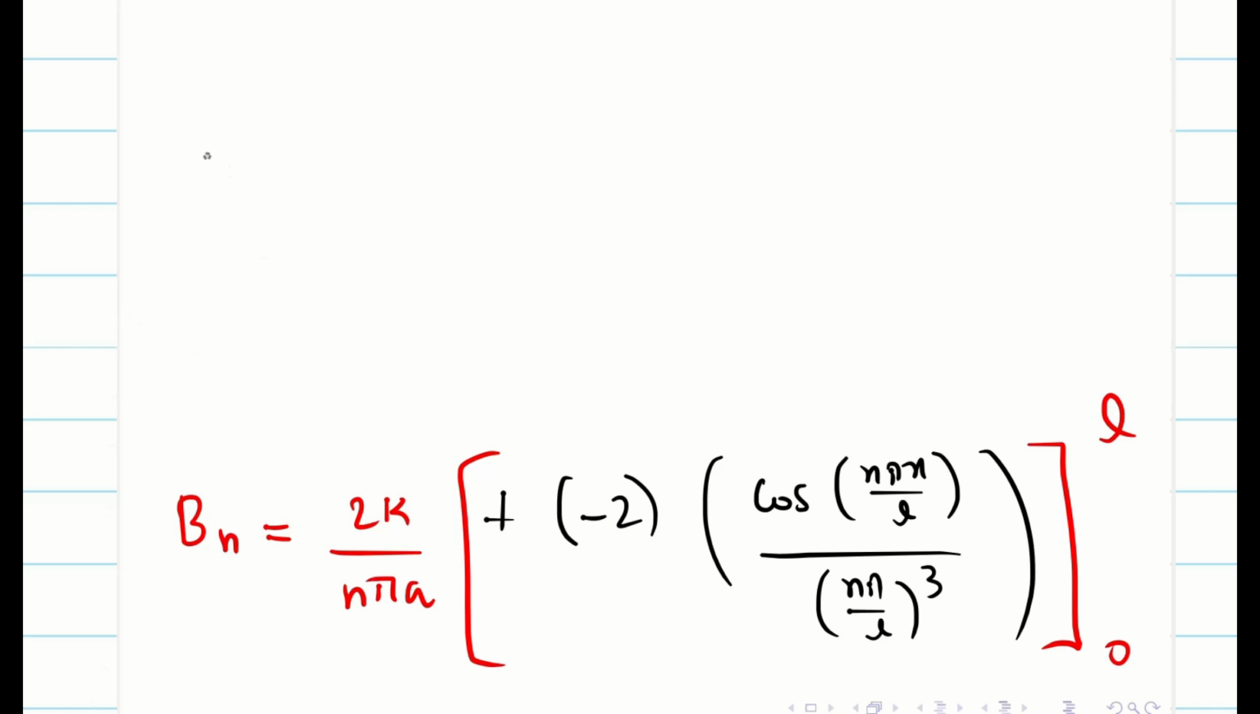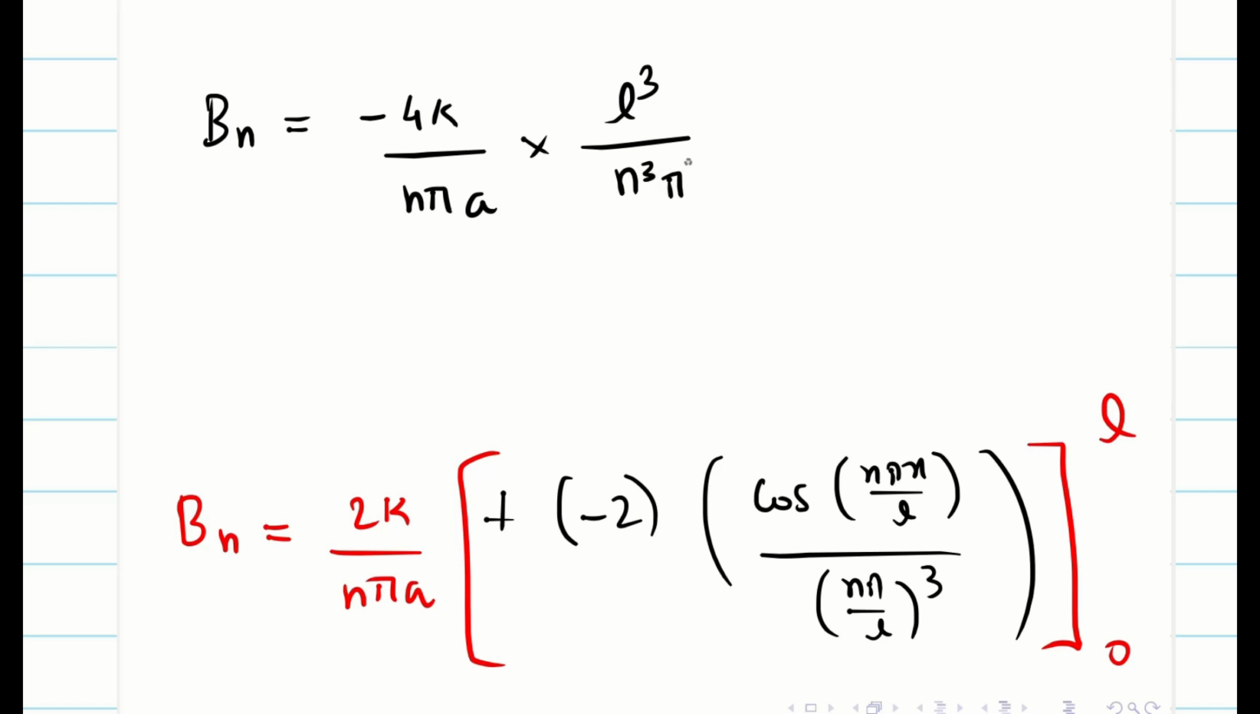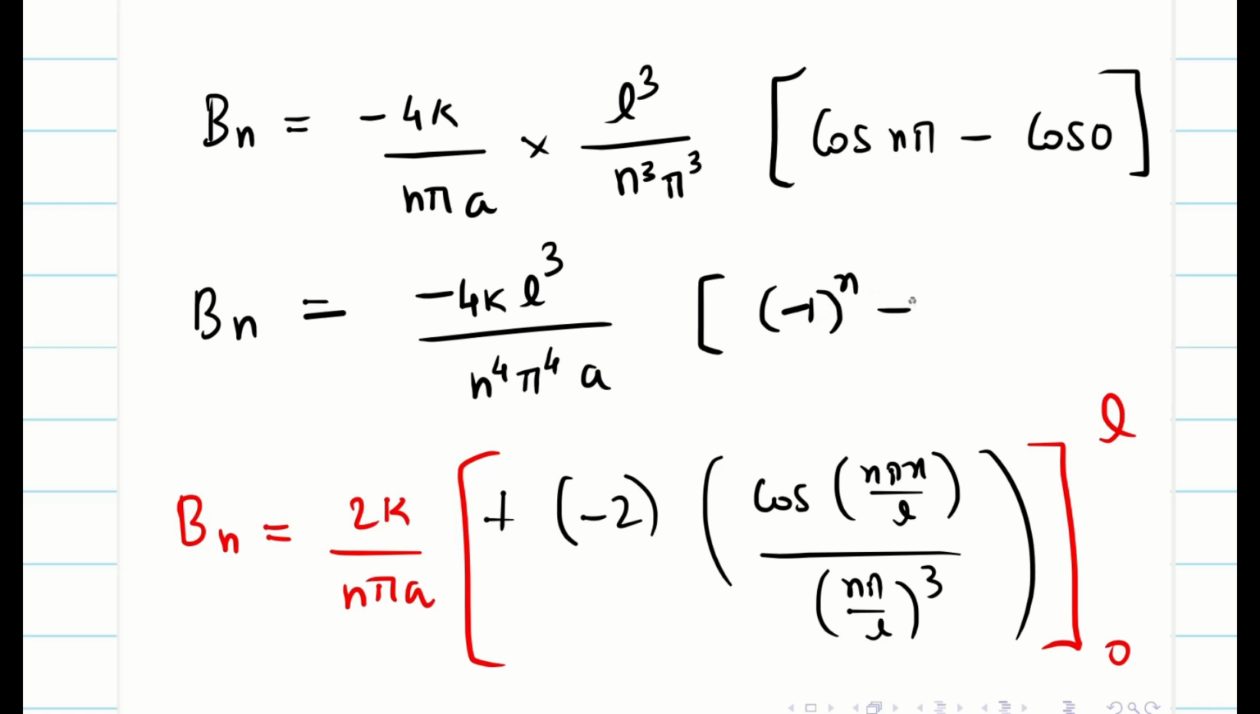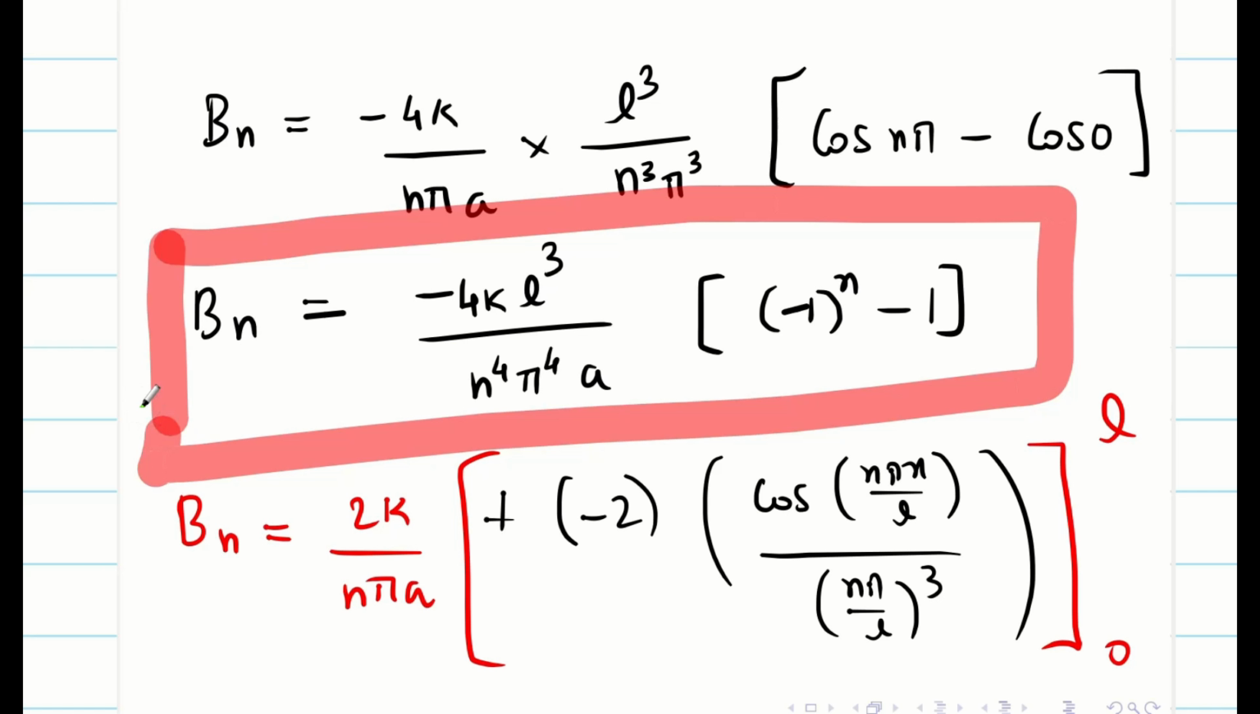Now taking the constants out, we will be getting −4k nπ by a into L³ divided by n³π³. Now applying the upper limit, it will become cos nπ. Apply the lower limit, it will become cos 0. Therefore, capital Bn is equal to −4kL³ divided by n⁴π⁴a. Cos nπ is (−1)ⁿ. Cos 0 is 1. So we found our capital Bn.